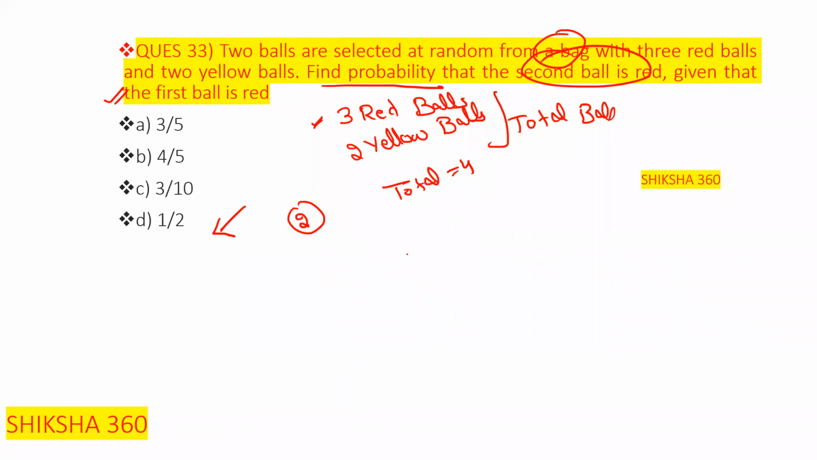We have 2 red balls left and 4 total balls left. So the probability is 1 by 2. This one is our answer. Hope this question is clear to all of you.